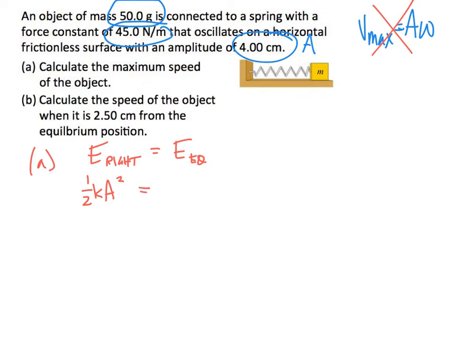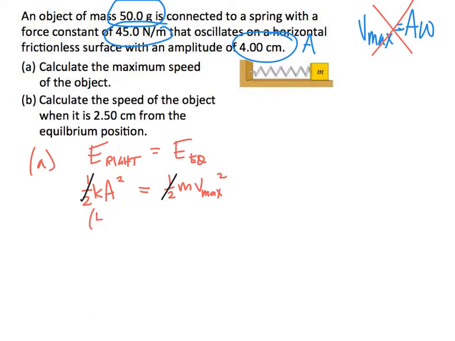And then when it passes through equilibrium, it is moving at its maximum speed because all of the energy is in the form of kinetic energy. There is no energy stored in the spring. There's no 1/2 kx squared energy. And so I can notice that my 1/2s can cancel, making my calculation a little bit simpler.